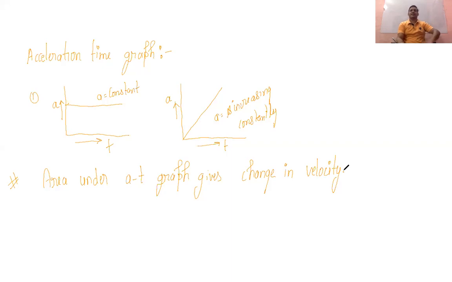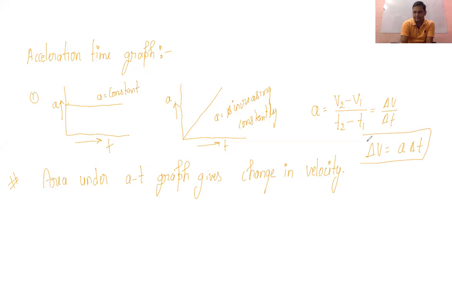How can you say this? You know the acceleration is nothing but v2 minus v1, the change in velocity, upon t2 minus t1, the change in time. So if you write delta v by delta t, then delta v can be written as a into delta t, isn't it?